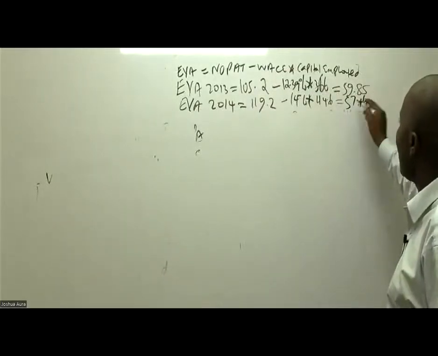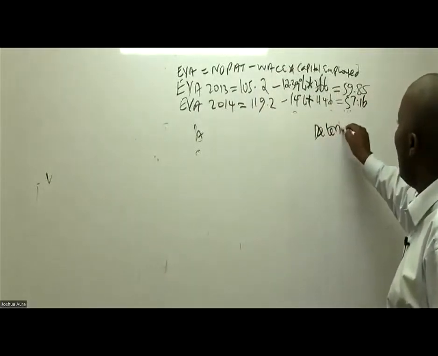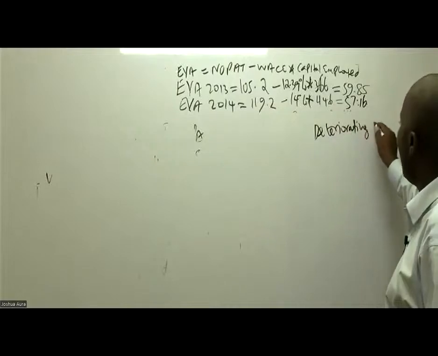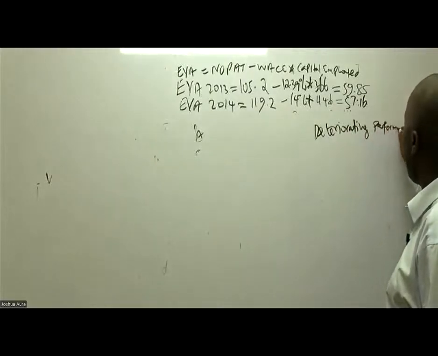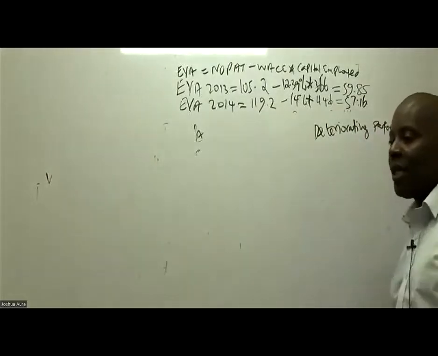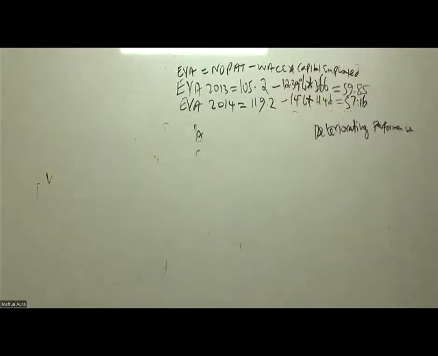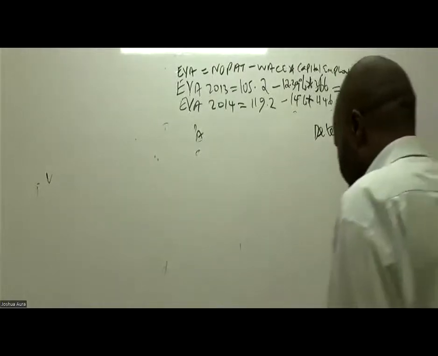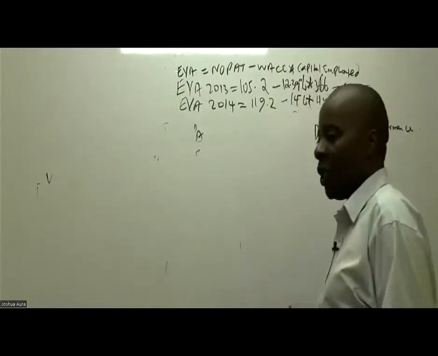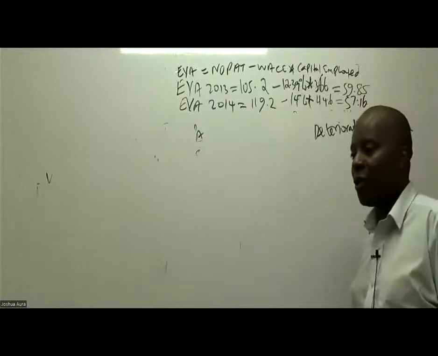57.16, of which you can see a deteriorating performance. When EVA reduces, that is so bad in terms of performance. You can see EVA of the previous year was higher. The economic value added for 2014 was lower. That is a sign of deterioration of performance.